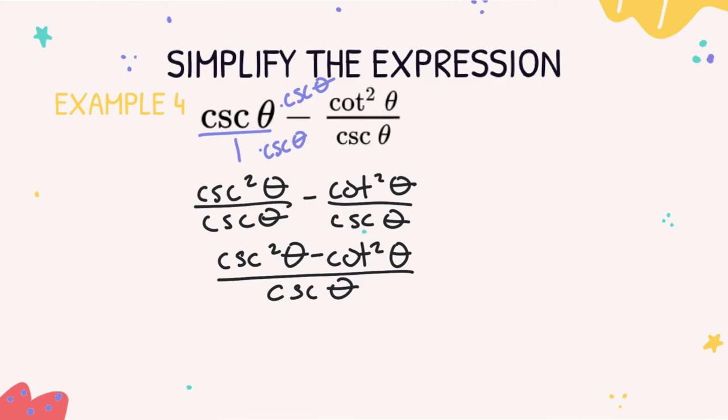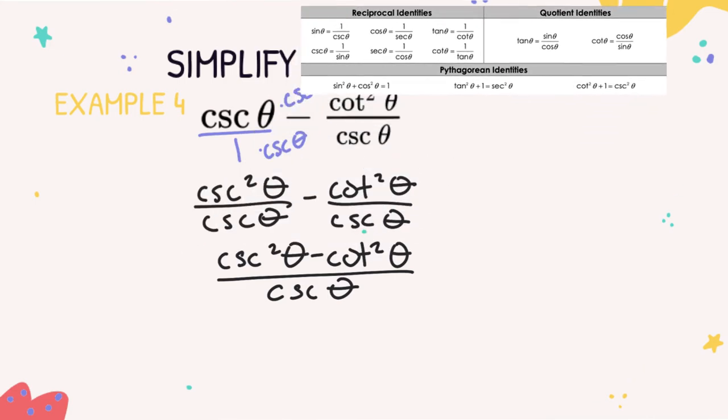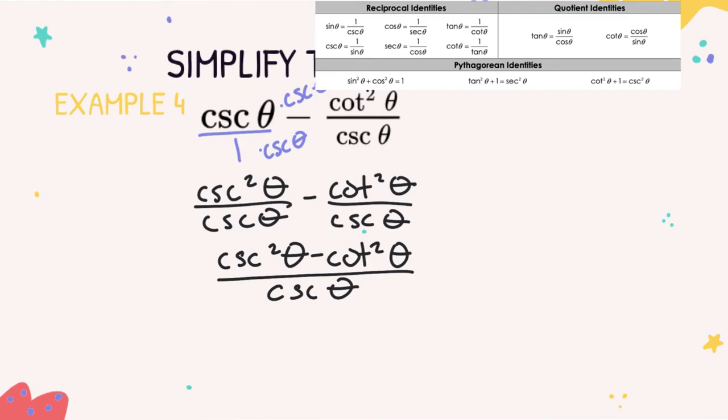Now let's go ahead and look at our identities and see if we can condense this any more. I do see in my identities that there's this cotangent squared theta plus 1 equals cosecant squared theta. And that uses both the cosecant and the cotangent. So cotangent squared theta plus 1 equals cosecant squared theta. But I need the cosecant and the cotangent together, but that would work if I subtracted cotangent squared from both sides.